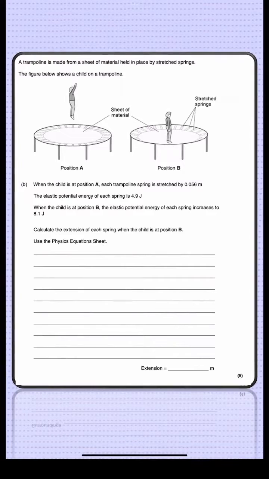Next, we have some sort of calculation. A 5-mark calculation. This is a big calculation. When a child is at position A, the spring is stretched by this much. The elastic potential energy of each spring is this. When the child is at position B, the elastic potential energy increases to this. Calculate the extension of each spring when they're at position B. Right, if you've got a calculator, guys, it'll be useful. There are 2 parts to the calculation. The first is at position A. Let's look at our information in position A: we've got 0.056 meters and 4.9 joules.